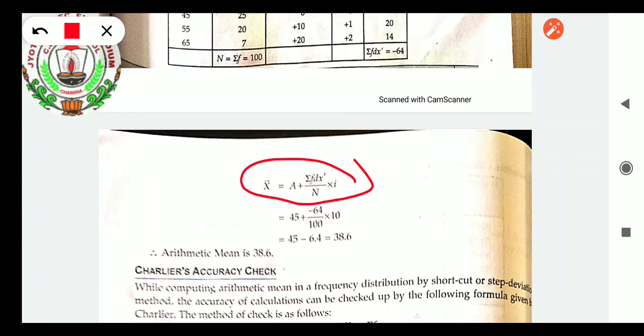In that we will substitute the value 45 as the assumed mean we have taken. Sum of f dx dash, how much came? Minus 64, divided by sum of f, that is 100, and i was 10. So when we substitute these values, how do we calculate further? Here the zero you can cancel, 100 and 10. Minus 64 divided by 10, you will get minus 6.4. So easy is the answer.